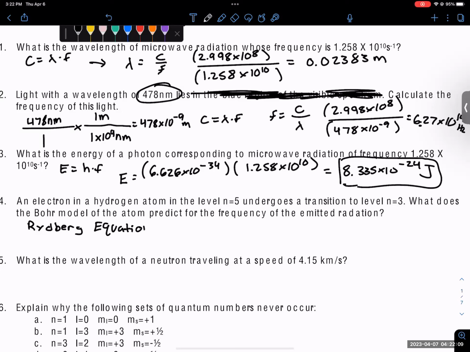If not, that's okay, because that's why we're doing these problems, to make sure that these concepts stay and you don't forget about them as you learn new concepts. So that's what we're doing today. Rydberg equation: an electron in a hydrogen atom in the n equals 5 undergoes transition to n equals 3. Okay, so which one is our final n value and which one's our initial? So it starts where and it ends where? Which one's final and which one's initial?